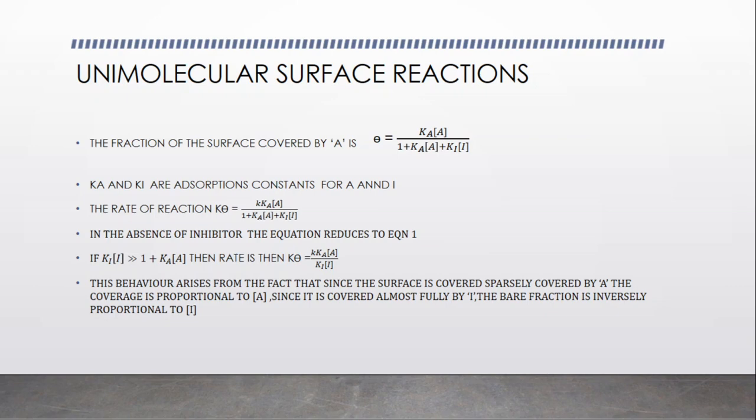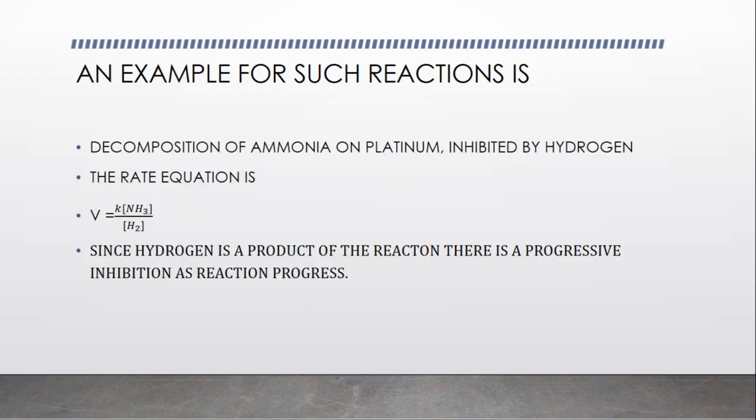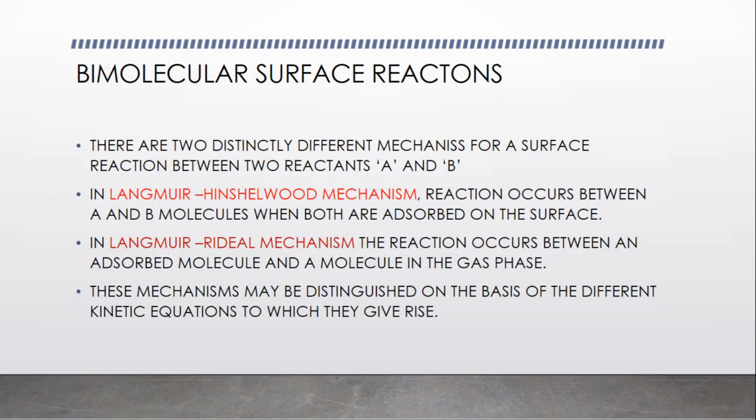This behavior arises from the fact that, since the surface is almost fully covered by the inhibitor, the coverage by A is proportional to the concentration of A, and the bare fraction is inversely proportional to the inhibitor I. An example of such a reaction is the decomposition of ammonia on platinum, which is inhibited by hydrogen. In this case, the rate equation is given as V equal to K into concentration of ammonia divided by concentration of hydrogen. Since hydrogen is a product of the reaction, there is progressive inhibition as the reaction progresses.